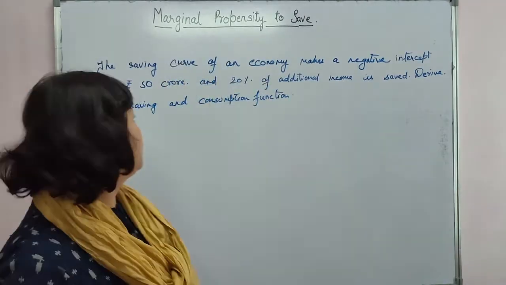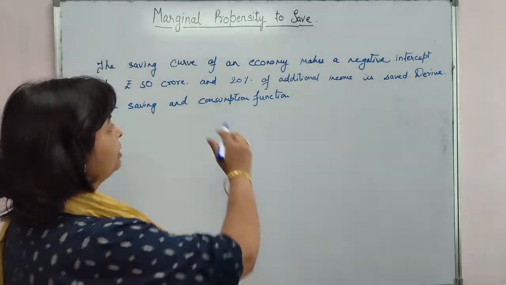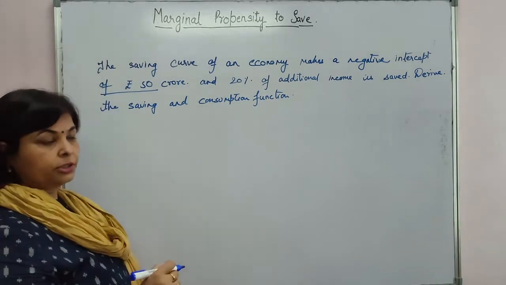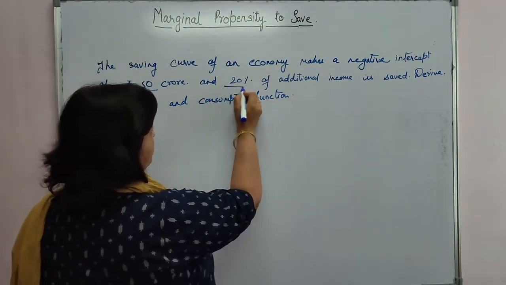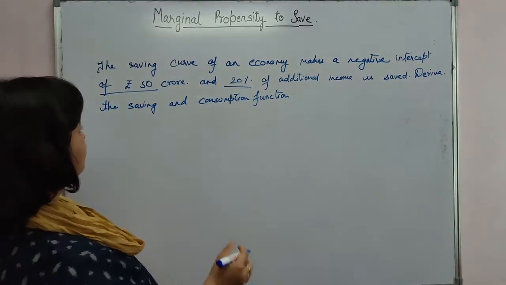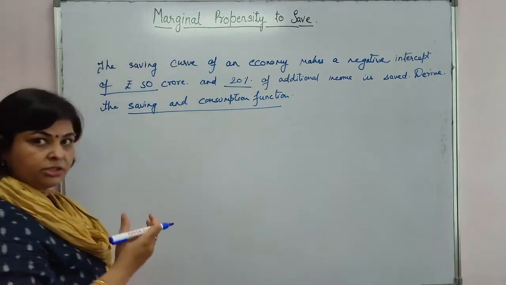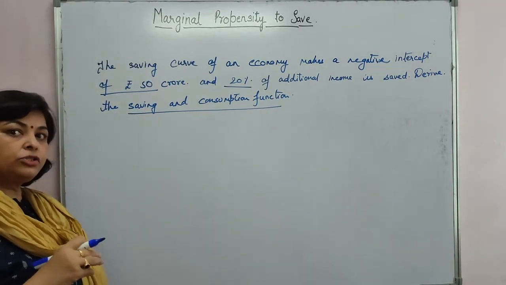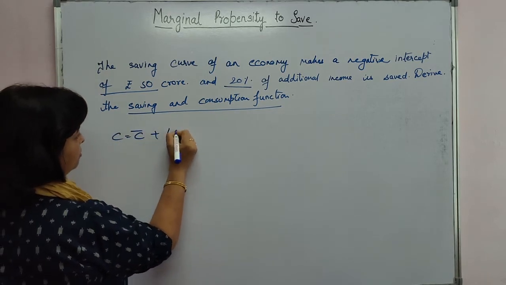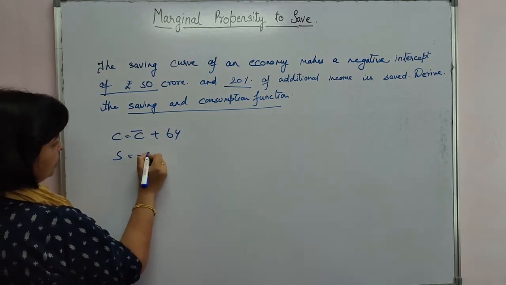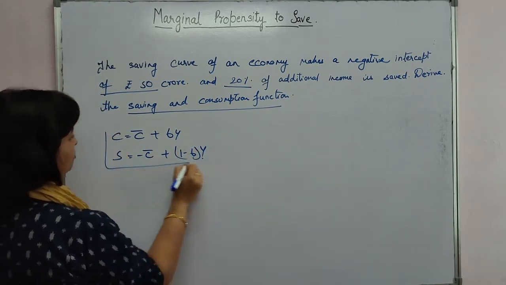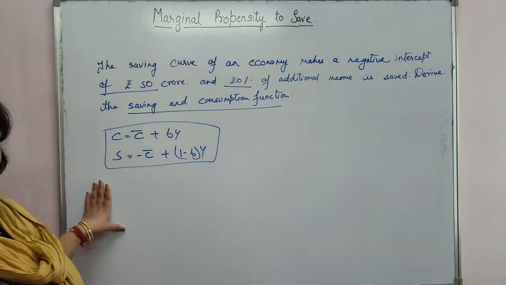Now our last example: the saving curve of an economy makes a negative intercept of rupees 50 crore and 20% of additional income is saved. Now you have to derive the saving and consumption function. This is the same, you have to derive the equation of saving and consumption. So C is equal to C bar plus BY and S is equal to minus C bar plus 1 minus BY. This is the question. You have to find out both these equations.